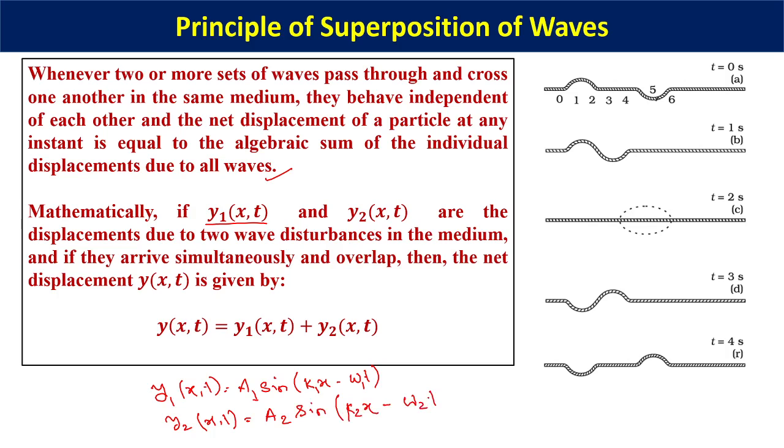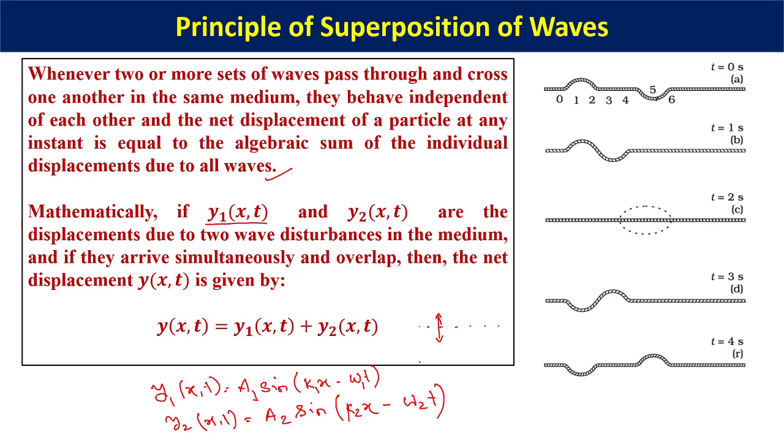minus omega 2 t). If these are the two waves which occur simultaneously, that means at the same time, at the same location, what will happen to a particle of that particular medium where both these waves are present? Otherwise, what we know is that if there is a wave or disturbance passing through this medium, the particles will respond and vibrate up and down or longitudinally. It depends whether the wave is transverse or longitudinal.